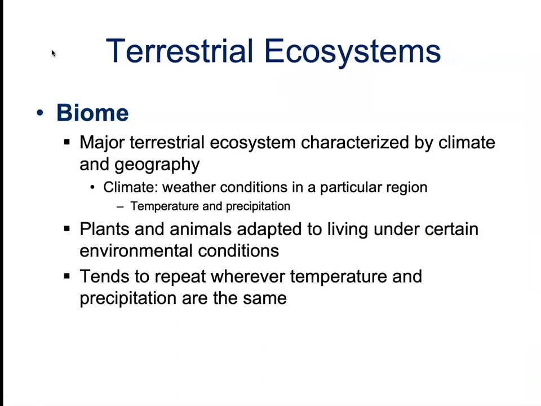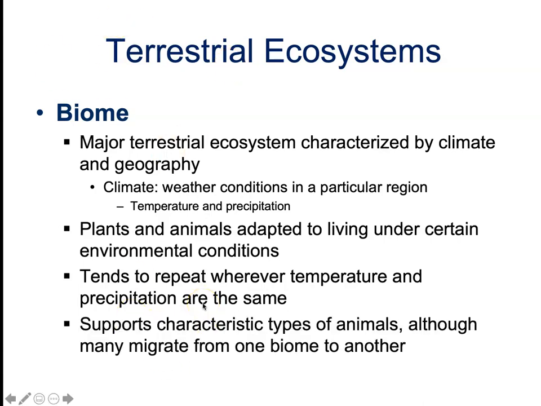So yes, biomes, those are going to be the major terrestrial ecosystems characterized by climate and geography. Plants and animals are going to be adapted to living under certain environmental conditions, and they tend to repeat wherever the temperature and precipitation are the same. Finally, these terrestrial ecosystems support characteristic types of animals, but those animals might migrate from one biome to the next depending on whatever their needs happen to be. So animals can also breed in one biome and then spend the rest of their lives in another biome.